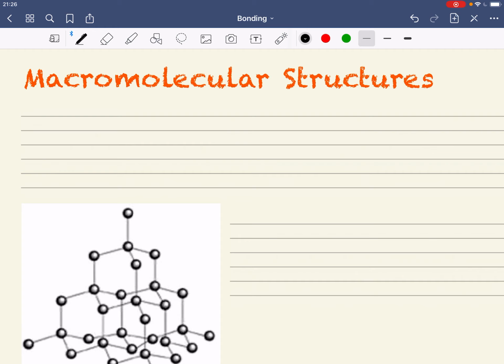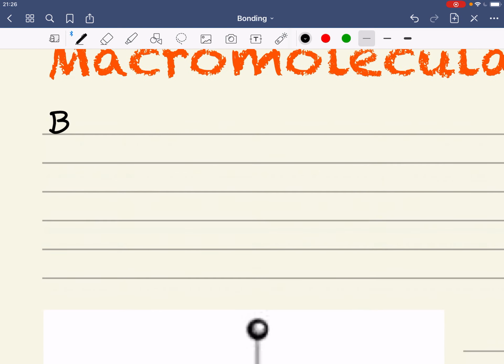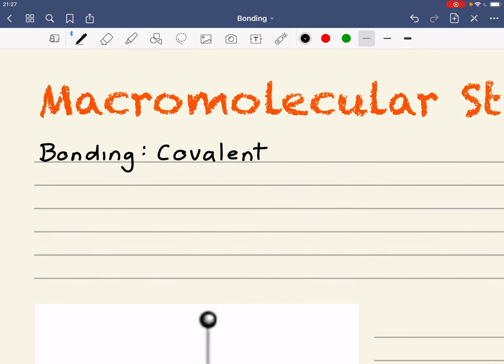The first thing to be aware of is what type of bonding is involved in a macromolecular structure. Well, the bonding involved is covalent. And a macromolecular structure, macro means very, very big. A macromolecular structure simply involves a very, very big molecule where all the atoms are bonded covalently.